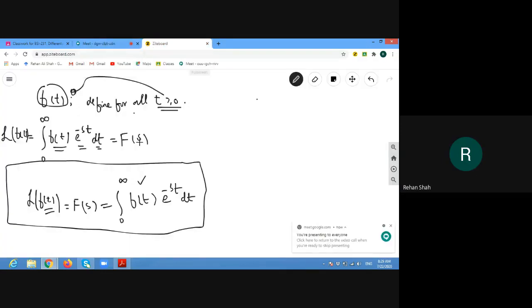Okay. Suppose you want to transform t square using the Laplace transform. So you multiply t square with e power minus st and integrate the product of these two from 0 to infinity. As a result, you will obtain a function from this integral. That function which you obtain from this integral is known as the Laplace transform of this function.